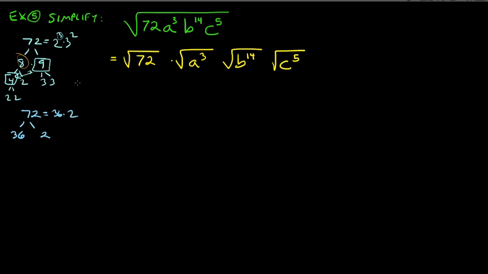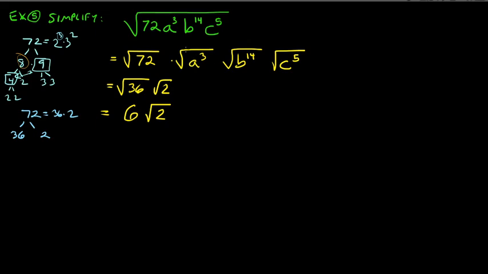Okay. So why did I want to write this as 36? Because I get the square root of 36 times the square root of 2. And you know the square root of 36. I hope you do. That's just 6. And then the square root of 2, that's as simple as it gets, right?